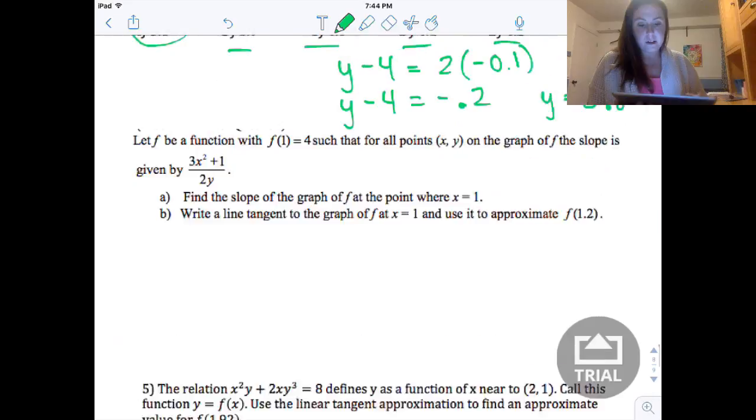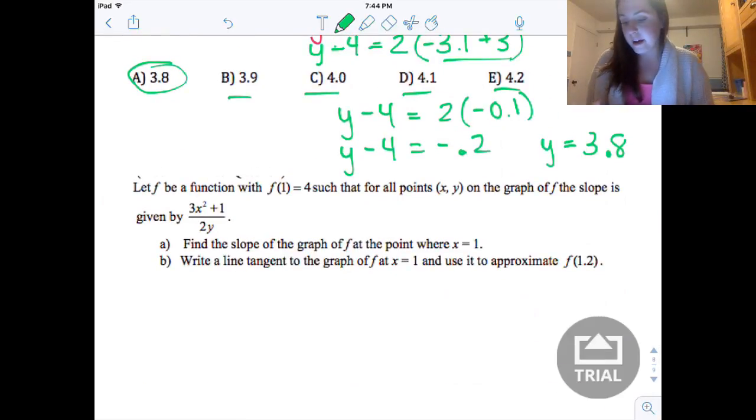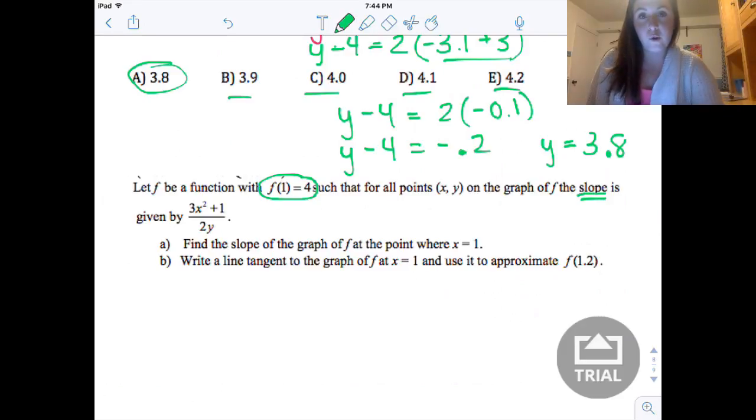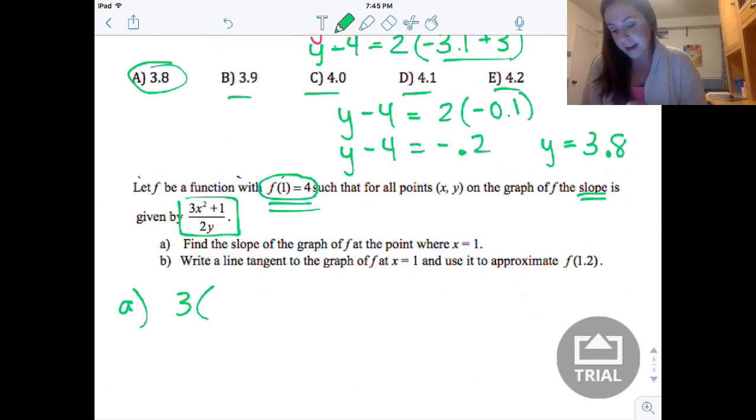Let's look at one a little bit more interesting. So we know that f of 1 is 4. And for all points (x, y), the slope, so this is telling you the derivative, is (3x squared plus 1) over 2y. Okay? So, part A, find the slope of the graph at point 1. They kind of lobbed this to you. So, I'm just going to plug into this. And I need an x and a y, but I have that, 1 and 4. So, part A, I'm going to do 3 times my x value squared plus 1 over 2 times 4.